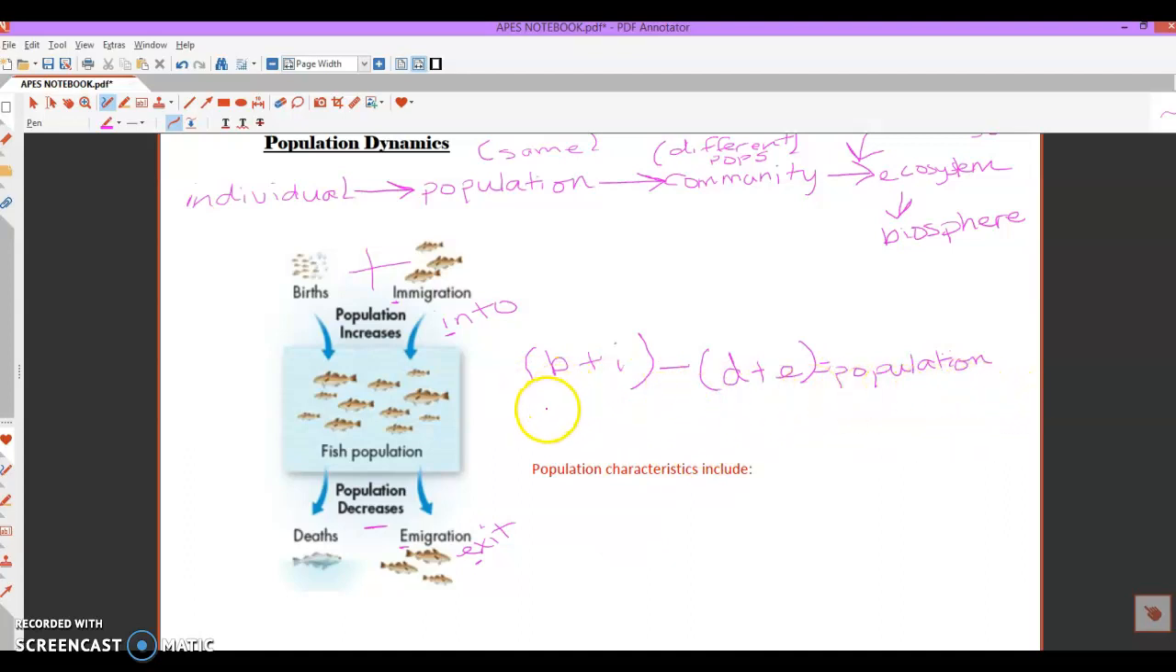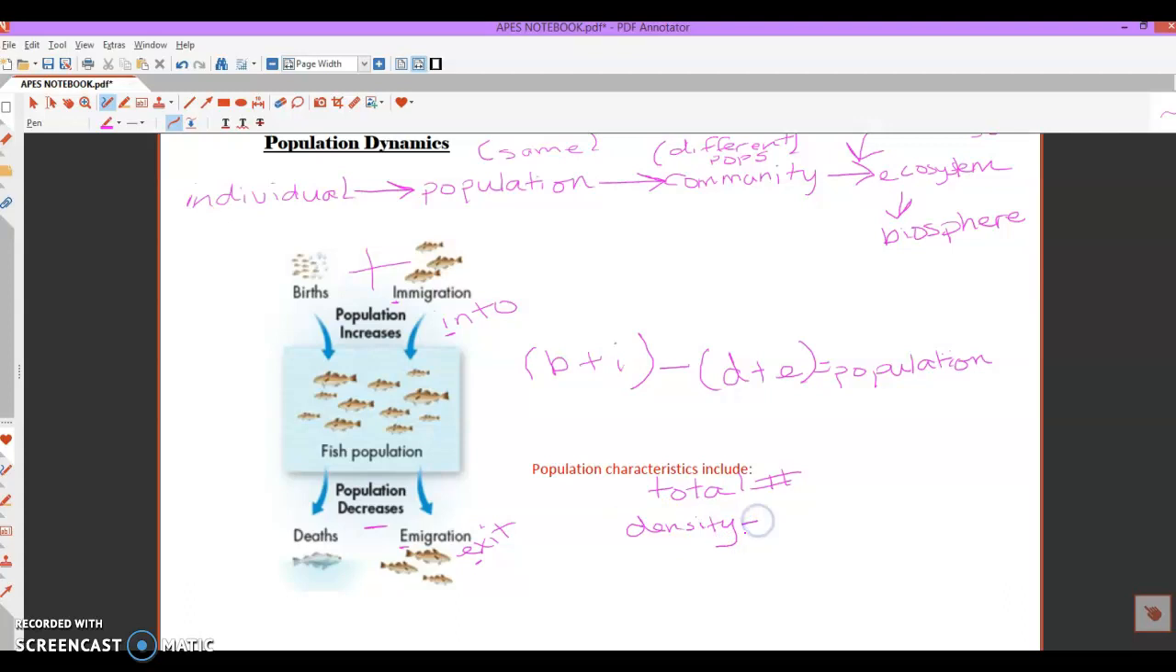Okay, all right. Now, when we're looking at a population itself, there are different characteristics we look at, and we're going to look at each one of these individually. Okay, so the first thing, obviously, is the total number. Yes, we care about how many individuals there are in a population. So that's our total number. Okay. We also look at the density.